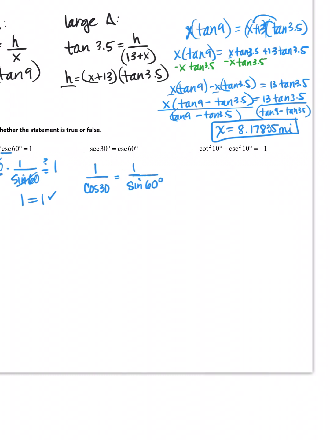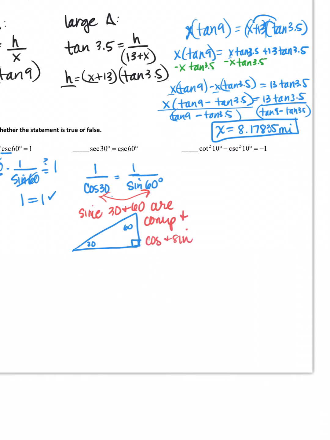Okay, now how would I know if this is true? Well, you can put them in the calculator, but I also want you to think about that cofunction thing I told you about. Since we know this is a right angle here, and this is 30 and this is 60, if they're cofunctions, they are equal as long as the two angles are complementary. So here's my logic. Since 30 and 60 are complementary, and cosine and sine are cofunctions, this would be a true statement.